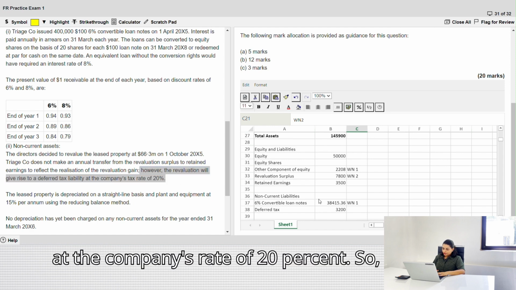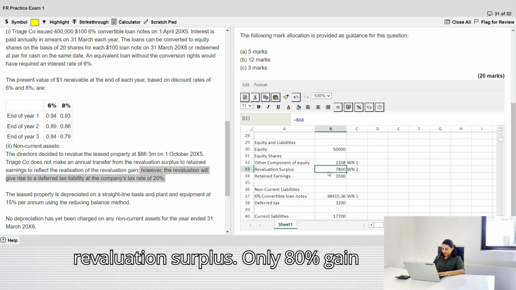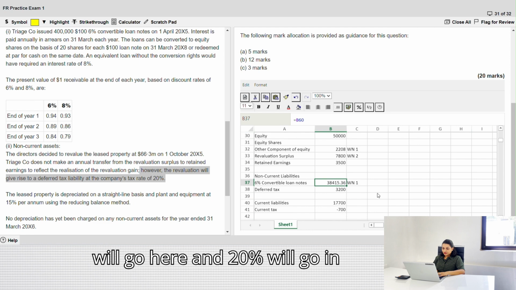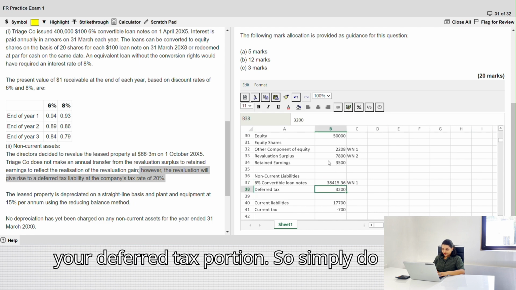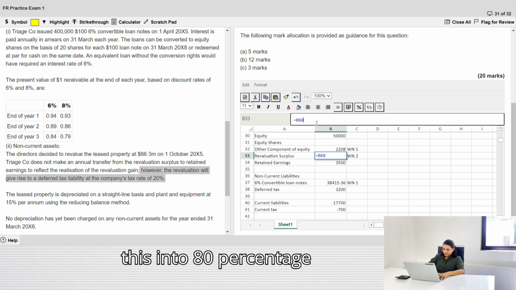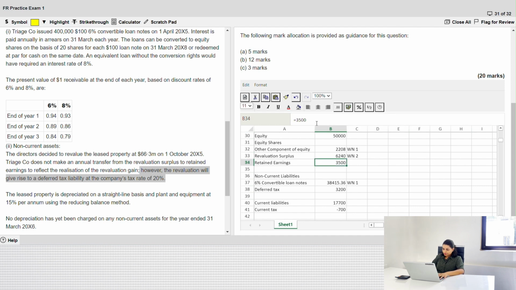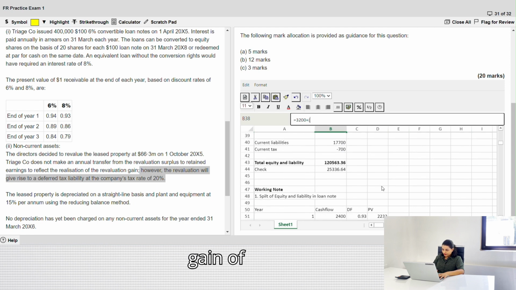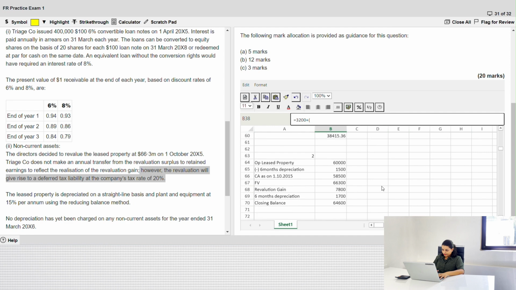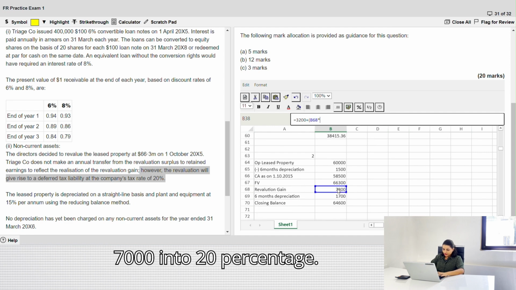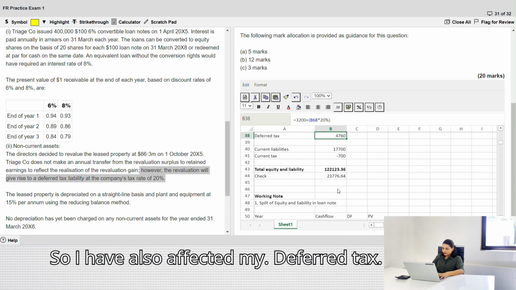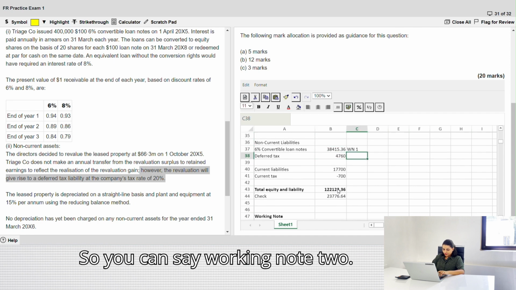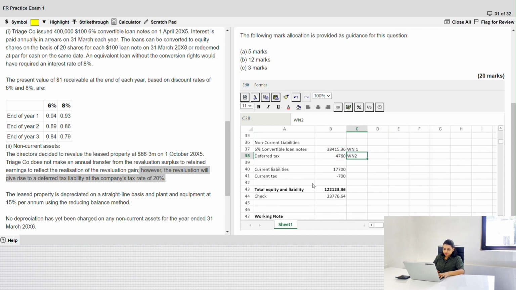Now, they say, however, the revaluation will give rise to deferred tax liability at the company's rate of 20%. So, basically entire gain will not go into revaluation surplus, only 80% gain will go here and 20% will go in your deferred tax portion. So, simply do this into 80% and say equal to this plus my revaluation gain of 7,000 into 20%. So I have also affected my deferred tax. So you can say working note 2.